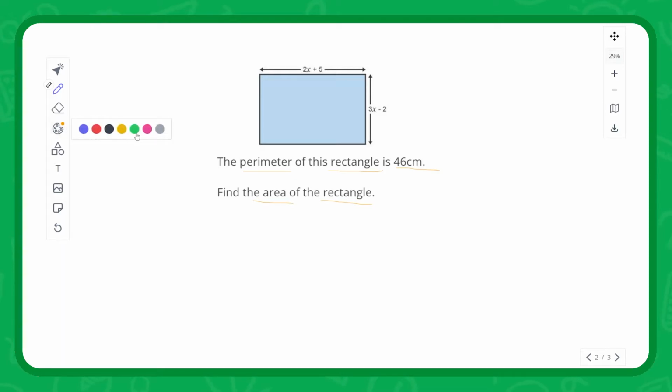So let's try and make an expression because, as I say, the final thing we need to do is work out what the area is. And now the area, in this case, we know is going to be equal to 2x plus 5 multiplied by 3x minus 2. But we don't know what x is at the minute.